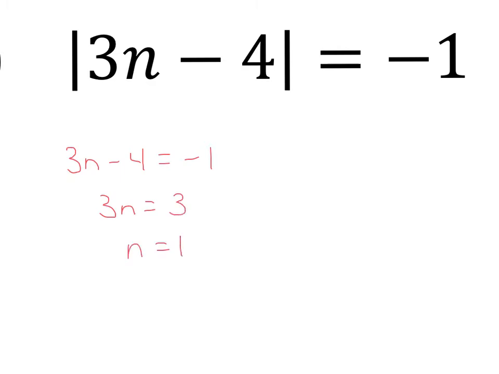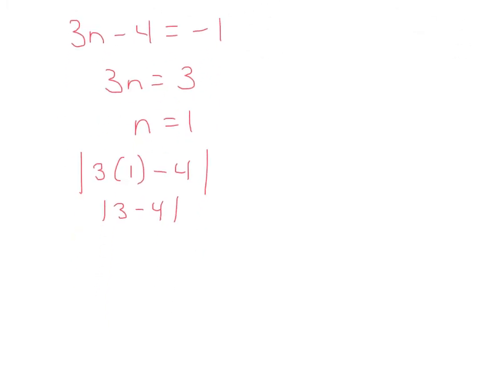So now when I do my check here, I'm going to plug this in and get 3 times 1, absolute value, minus 4. So when I look at this, I end up with the absolute value of 3 minus 4. So the absolute value of negative 1 should be equaling negative 1. So now if I look here, the absolute value of negative 1 is 1. So 1 equals negative 1 will not work.